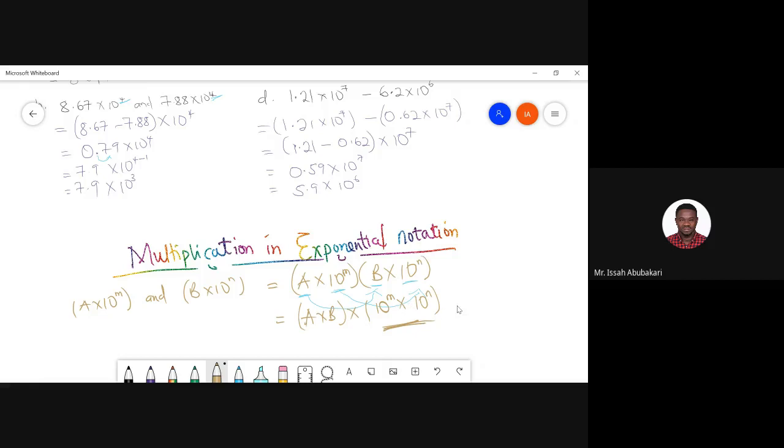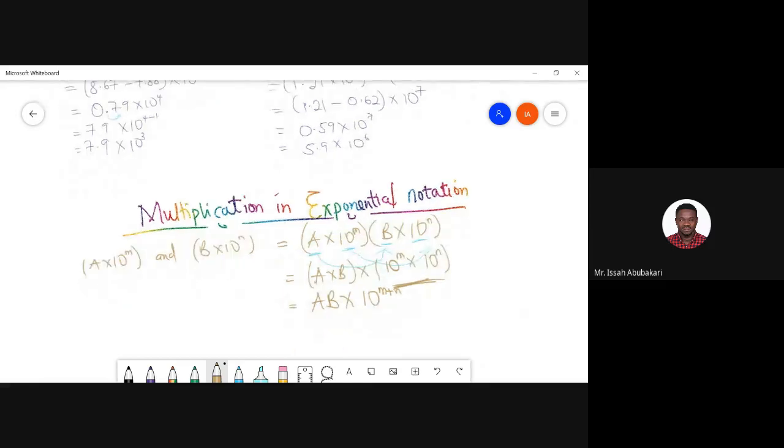So at the end, we are going to have something like this. a times b will give us ab. Then we multiply it by one of the bases, and then we add the powers. So this will be the final answer: ab multiplied by 10 power m plus n. And this will be the final answer. Now, let's try solving an example to use it to explain this as much as possible.